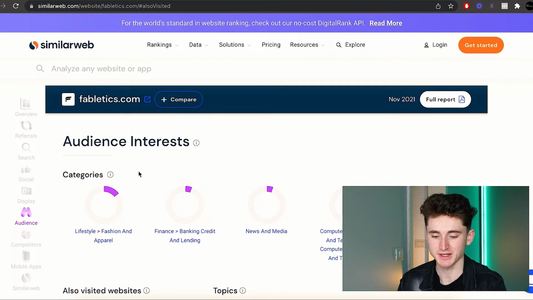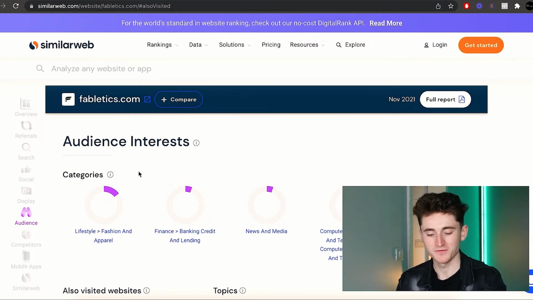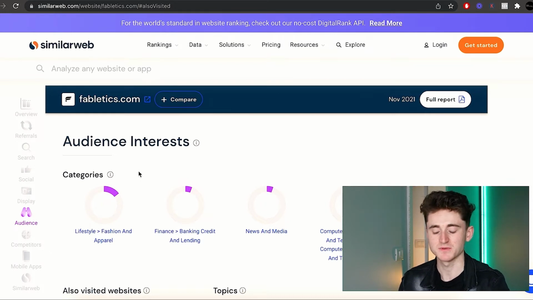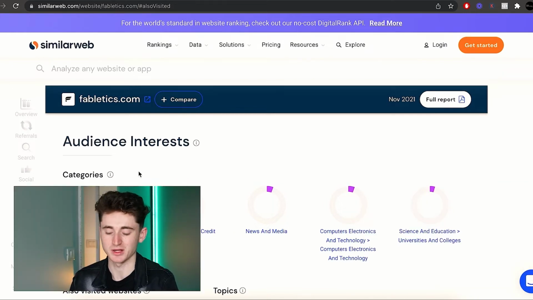The first category we see is lifestyle, so fashion and apparel. This makes sense. This is one of the things that can come up in our mind first. But then we have some of the other interests that are pretty interesting and made me very curious. So we have here banking, credit and lending, then the news and media, computer electronics and technology, and also universities and colleges. You see how these ones, we will actually never ever think about them. But these ones can deliver good results because first of all, there is not so much competition there, but at the same time, you have your audience there, you have your ideal customer.